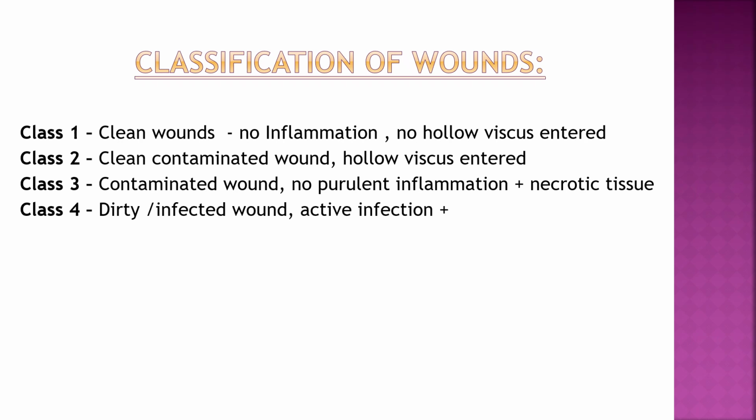Classification of wound is of 4 types: class 1, class 2, class 3 and class 4. In class 1 it is a clean wound, there is no inflammation, that is no sign of inflammation like redness or swelling or temperature, and no hollow viscus entered. Class 2 is clean contaminated wound, hollow viscus entered. Class 3 is contaminated wound, no purulent inflammation plus necrotic tissue. Then class 4 is dirty infected wound and there is sign of active infection.